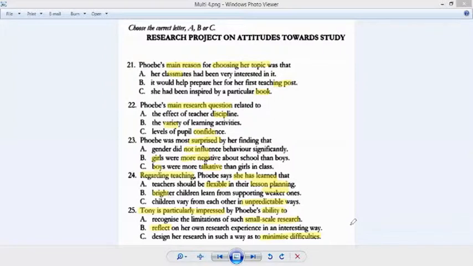Now, the reason that we focus on the keywords in what we call the stem of the question first, okay, is because they're much, much more important. The keywords in the options, A, B, and C, the answer options, many times they are just traps. Right? We might hear the word teaching post, but maybe the answer is A.